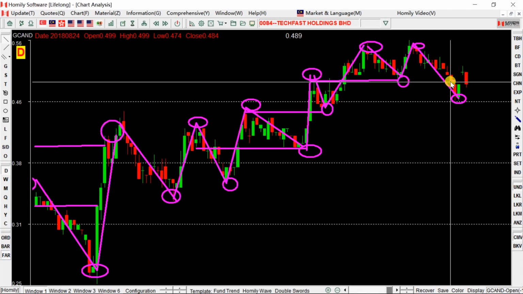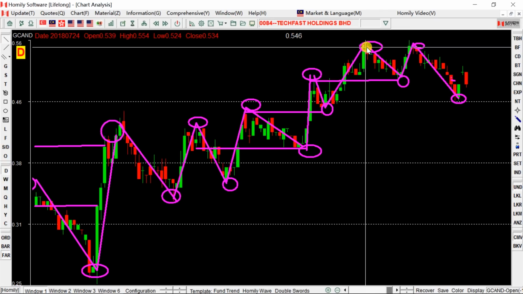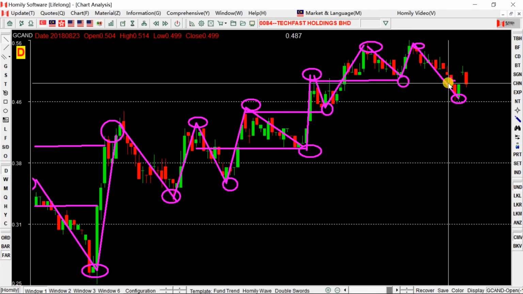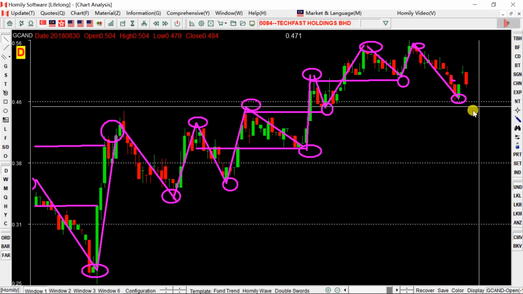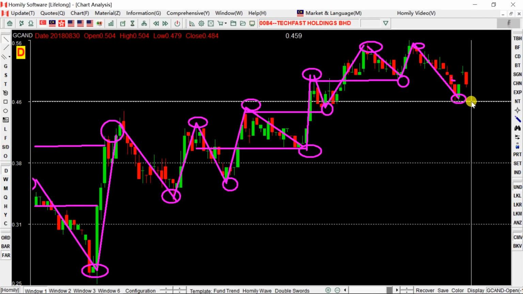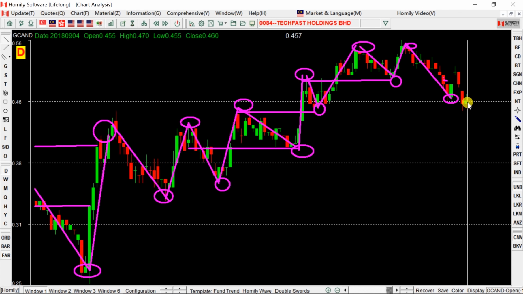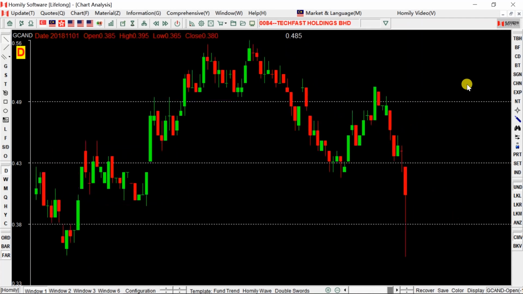Then this day we know the uptrend is over, because we see an uptrend is a higher high and higher low. This is a higher high, but this is not a higher low. So this day breaks down the uptrend. Then the trend will turn to downtrend or sideways. Let's see what goes on next.